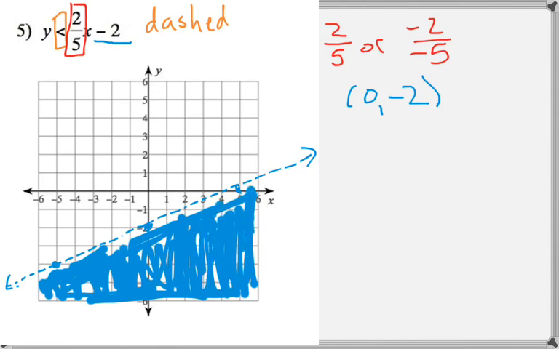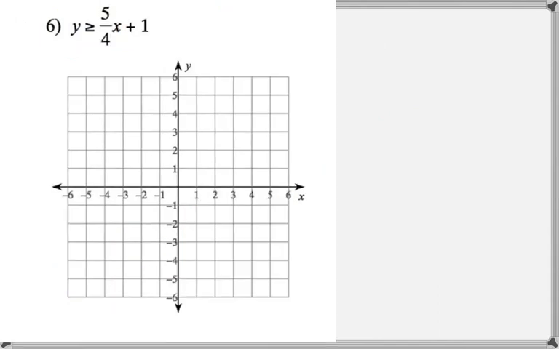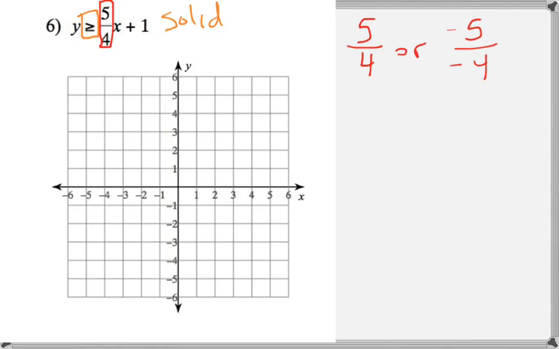Okay, let's look at one final example. Our last example, we have y is greater than or equal to 5/4 x plus 1. So my inequality tells me we need a solid line. My slope is the number attached to the x, the 5/4, or they're both negative, so -5 over -4. My y-intercept comes from that value right there, so 0, 1. We can go ahead and plot 0, 1 on our graph. Go up 5 and over 4.